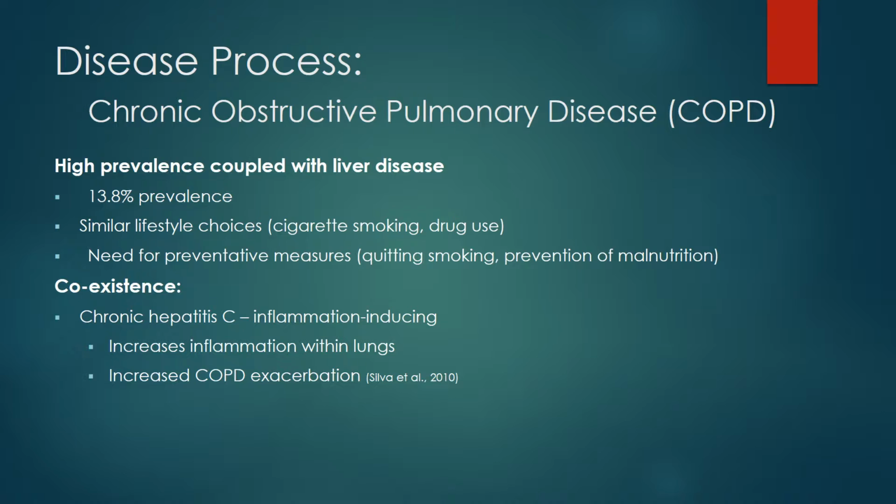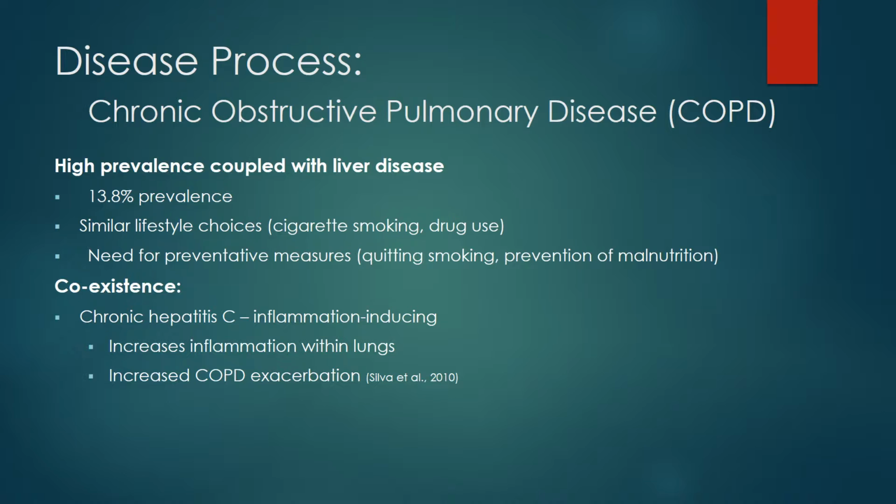There's a high prevalence of COPD in liver disease. 13.8% of individuals with COPD have some sort of liver disease as well. There are similarities between various lifestyle choices of people that develop both: cigarette smoking and drug use coupled together, maybe increased alcohol consumption coupled together, may be a contributing factor for the development of both.